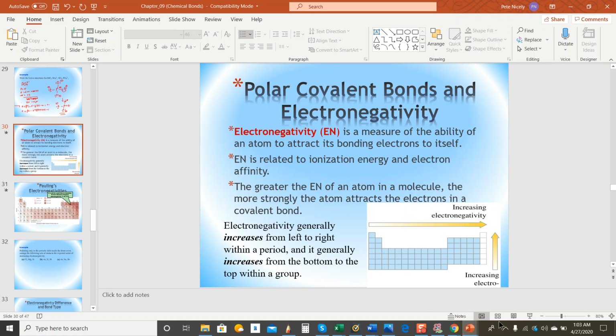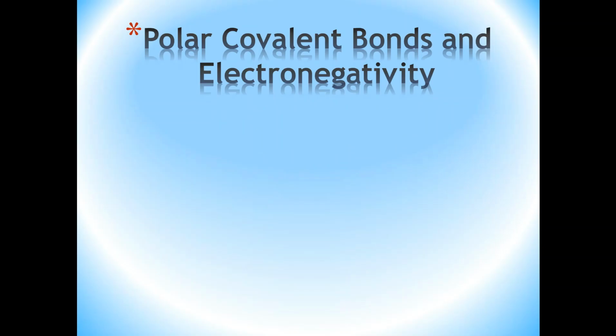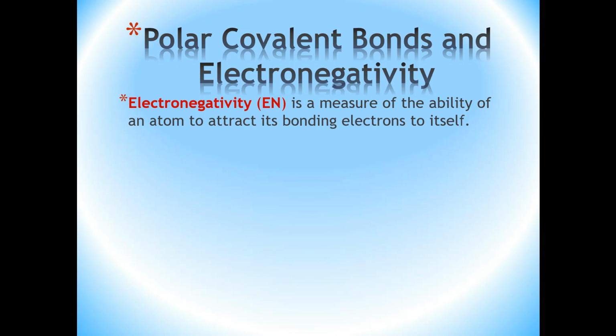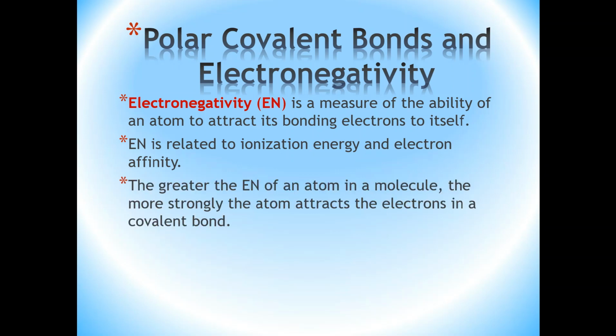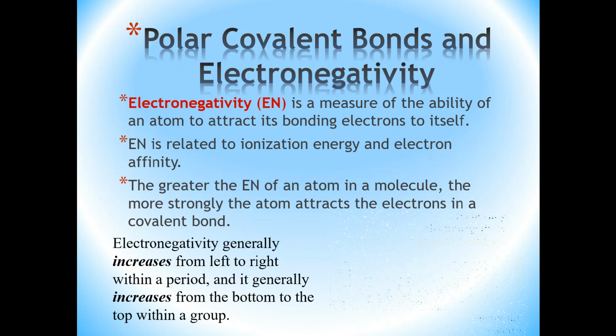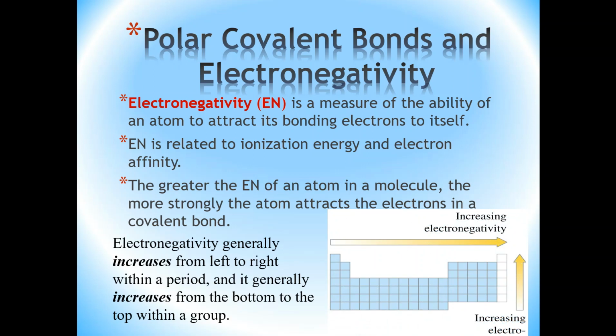Okay, so let us look at a related topic to electronegativity, and that has to do with the polarity of bonds. Electronegativity, let's define that first. It's basically a measure of the ability of an atom to attract its shared electrons with another atom to itself. And it turns out that this electronegativity value is related to both ionization energy and electron affinity. The greater the electronegativity of an atom in a molecule, the more strongly that atom attracts the electrons that it shares in a covalent bond.